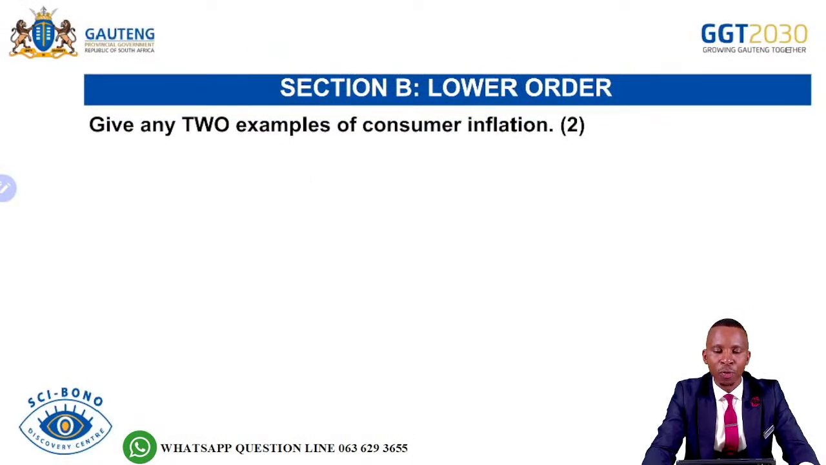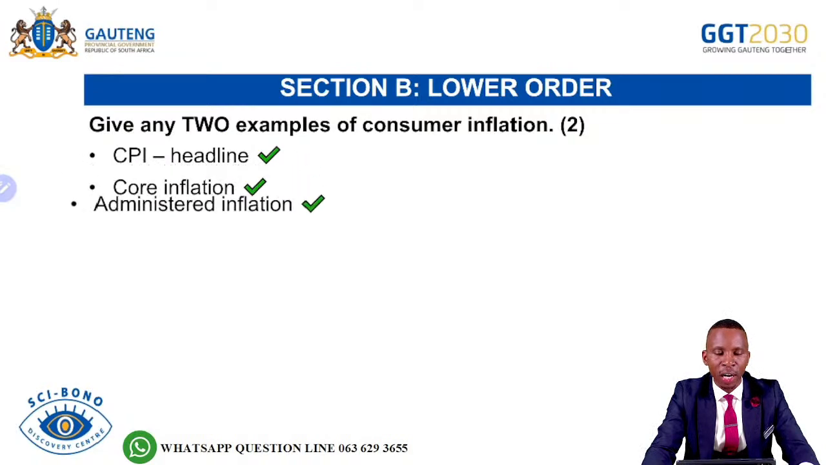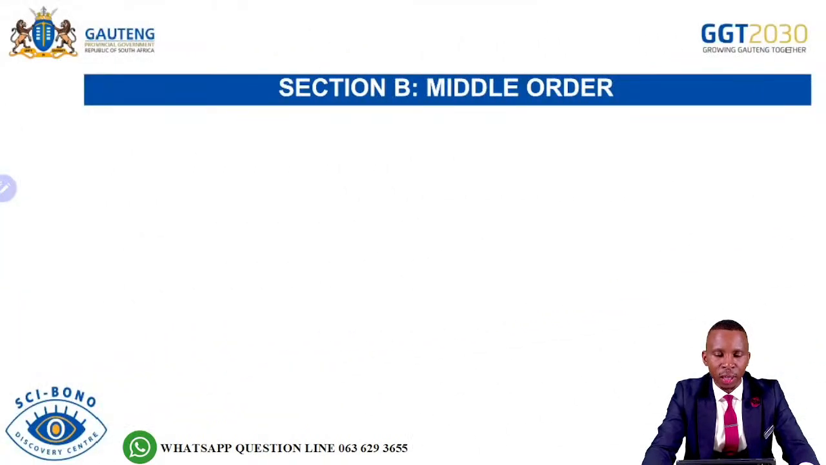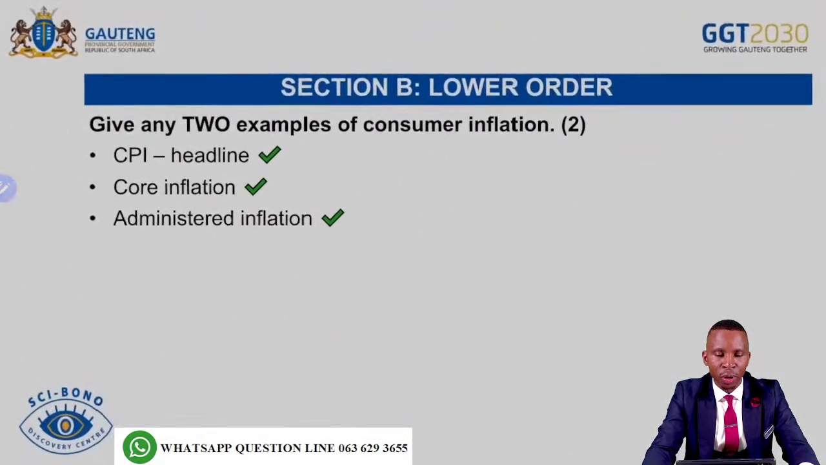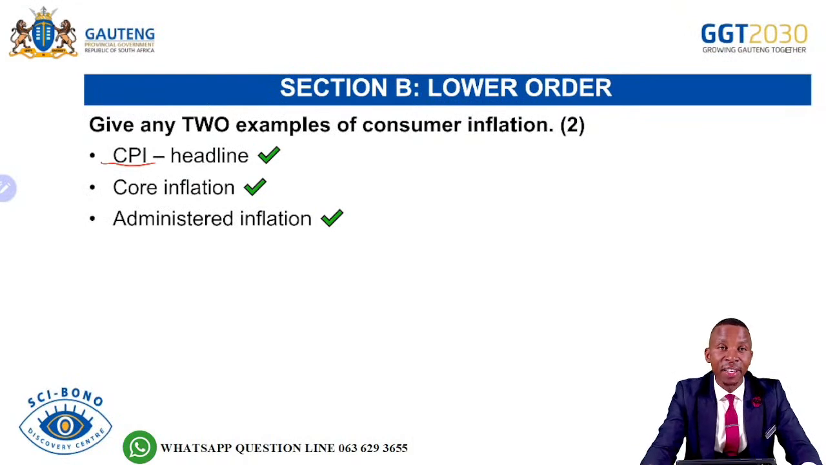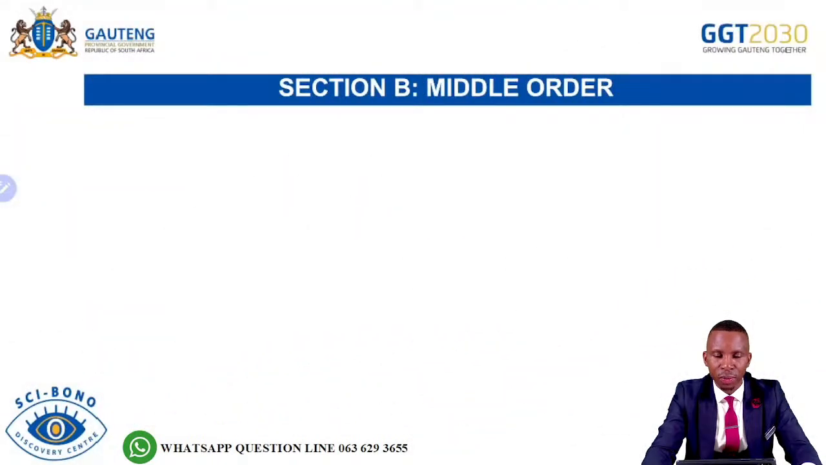Give any 2 examples of consumer inflation. So we count CPI or headline inflation. We have the core inflation. We have administered inflation. And then still on that, we did not complete in there. We have CPI inflation. We also have CPIX inflation. And then the core inflation, administered inflation. And then we continue.